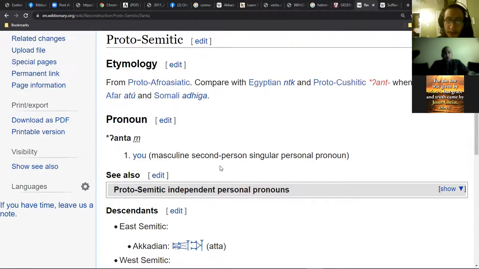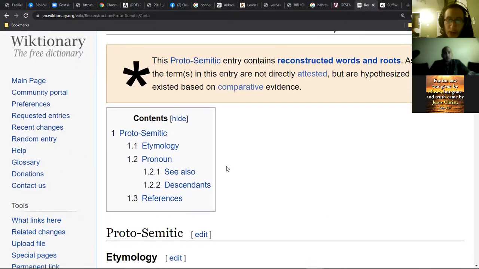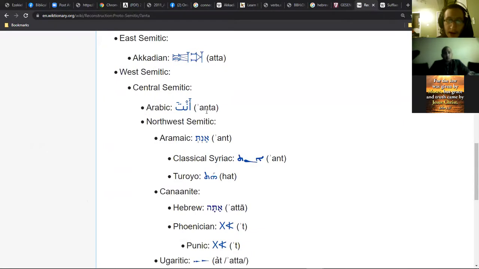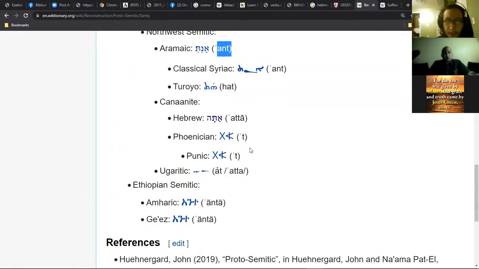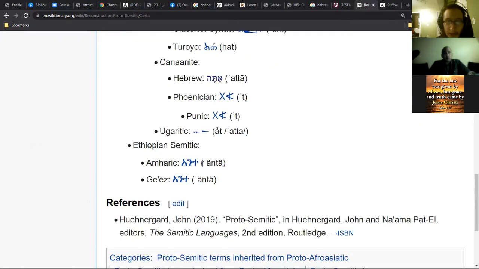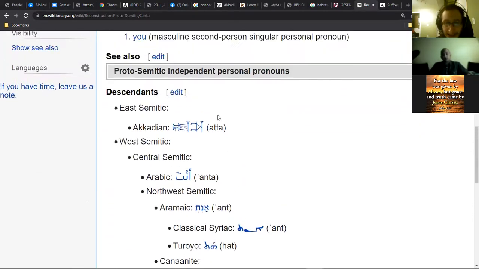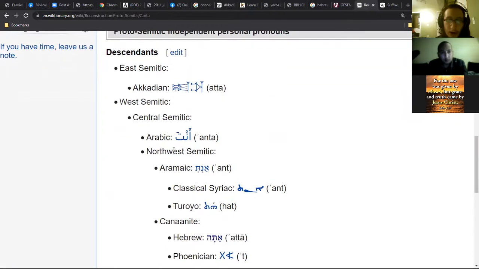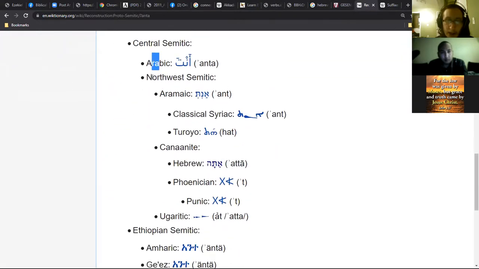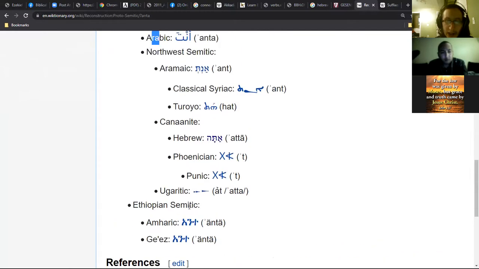So originally, it was with a noun, and so in Arabic, it's anta. Aramaic, it's ant. In Ethiopic or Ethiopian, it's anta. But in Hebrew, it's ata. And in Akkadian, interestingly enough, Akkadian also agrees with Hebrew and it's ata. But original Hebrew agrees with Arabic, Aramaic and Ethiopian in anta.